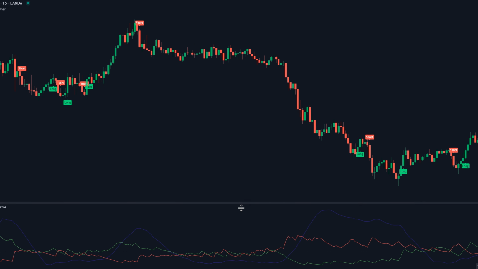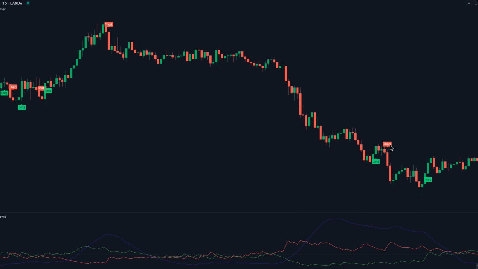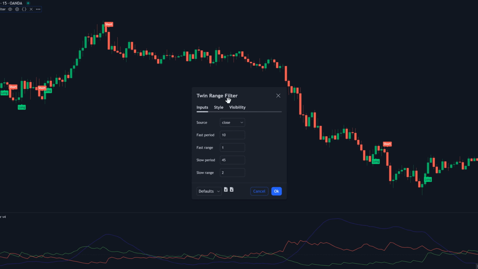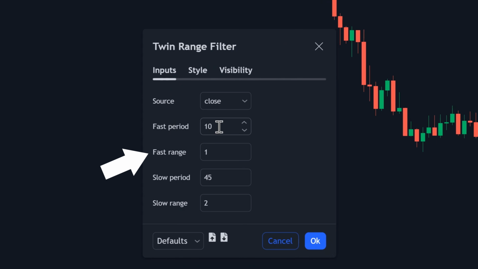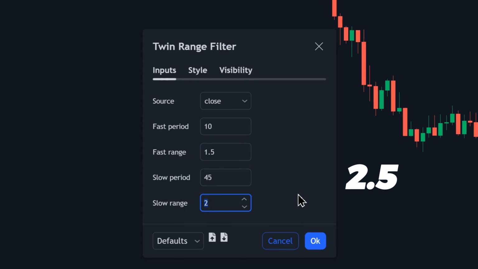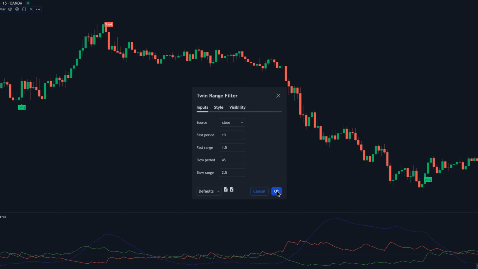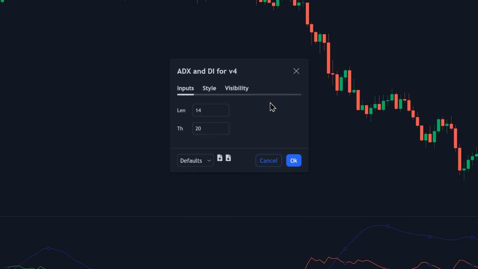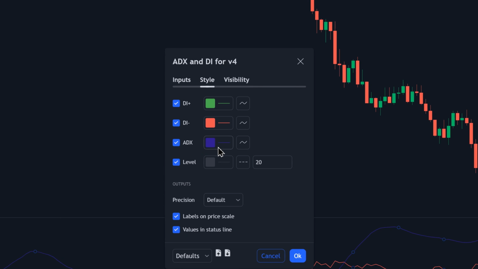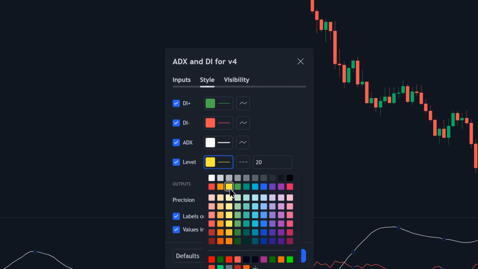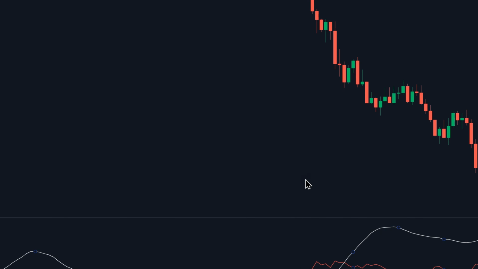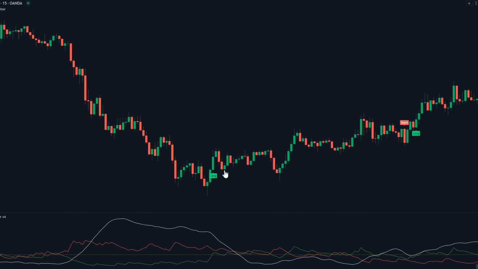Then we're going to change some settings. Double click on the twin range filter indicator and on the inputs tab, change the fast range to 1.5. For the slow range, we're going to change it to 2.5. For the ADX and DI indicator, we want to go into the style tab and change the ADX color to white. For the level color, we want to change it to yellow. After that, click OK.